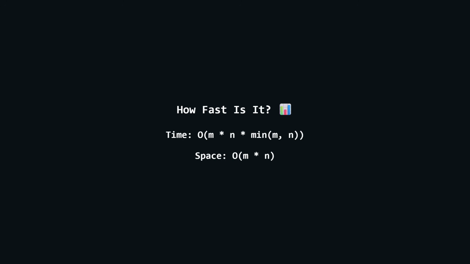Let's talk about efficiency. For time complexity, we are looking at big O of m times n times the minimum of m and n. Here is why. We have an outer loop checking every single cell in our grid, which is m times n. For each of those cells, we expand the diamond outwards. The furthest it can possibly expand is limited by the shortest side of the grid, so that's where the minimum of m and n comes from. For space complexity, it is big O of m times n, because we created those two extra grids of the exact same size to hold our pre-calculated diagonal totals.